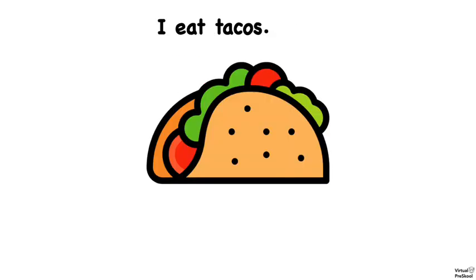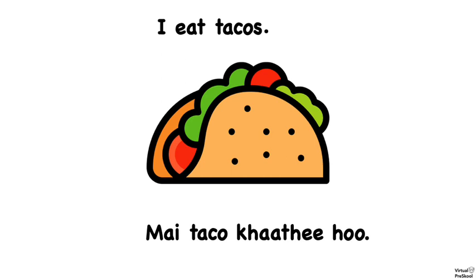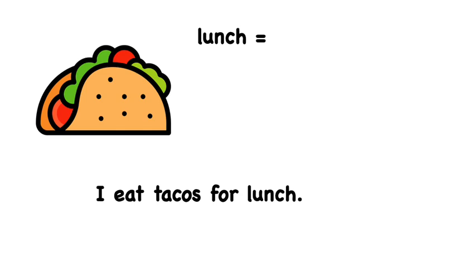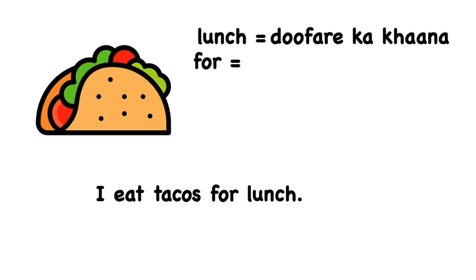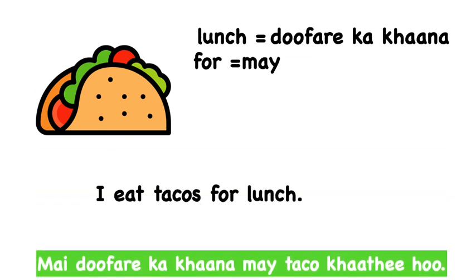You have already learned how to say, I eat tacos. How do we say that? मैं taco khati हूँ. So now all we want to do is add two words. For lunch. You already know what lunch is. Doper ka khana. And for is मैं. And again, we want to say the sentence, I eat tacos for lunch, which is मैं दोपहर का खाना में taco khati हूँ.